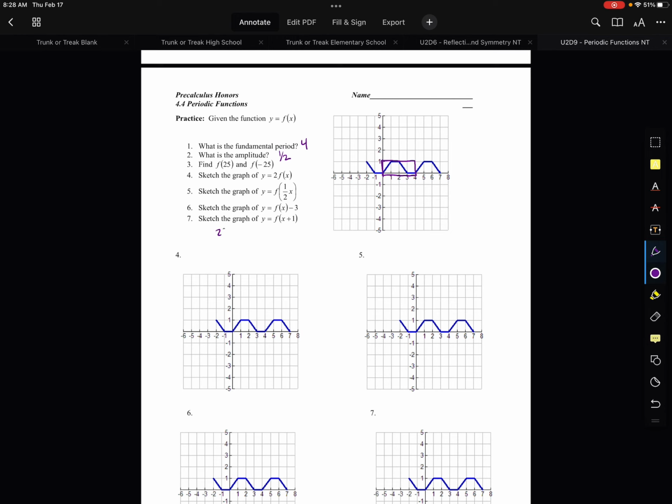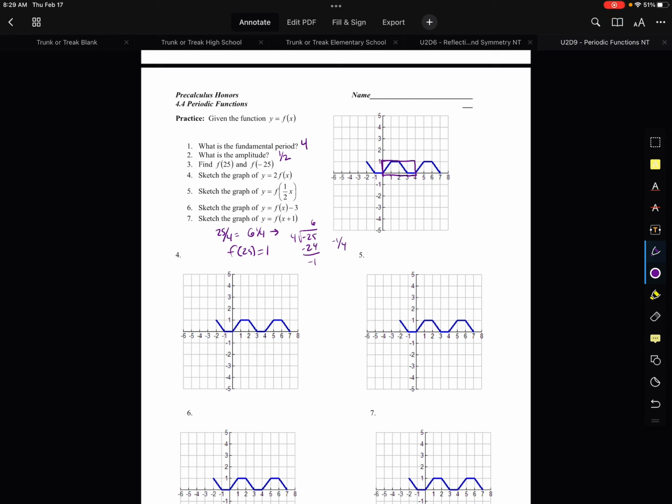So if I go f of 25, 25 divided by 4, I have 6 and 1/4. At the first spot, f of 25 is 1. If I had f of -25, I got negative 25 divided by 4. It goes in 6 times, so I subtract 24. I got negative 1 now, so I got negative 1 out of 4.